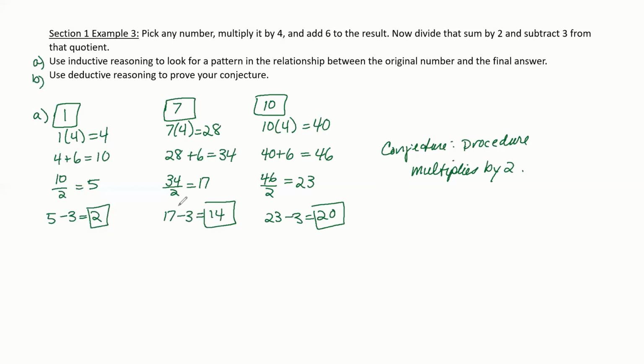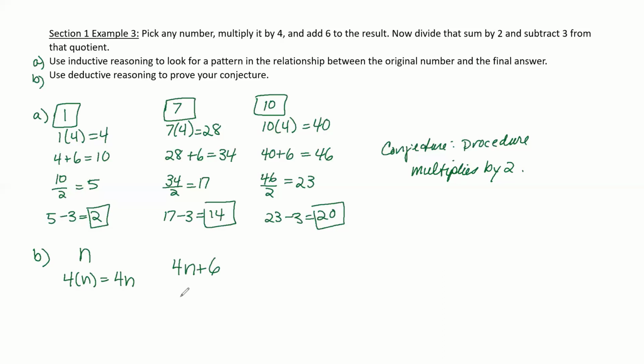So that's using inductive reasoning to go from several cases to a rule: multiplies by 2. Now we want to use deductive reasoning, which we use to prove it using a variable. So we're going to start with any number, so I have to start with n, or r, or s, just a number. Now I want to multiply it by 4. We know when we multiply 4 times n, we just write that as 4n. Now I need to add 6, so I get 4n plus 6.